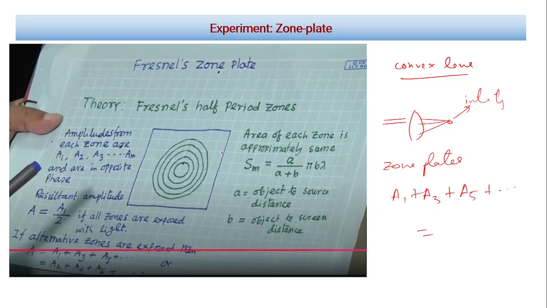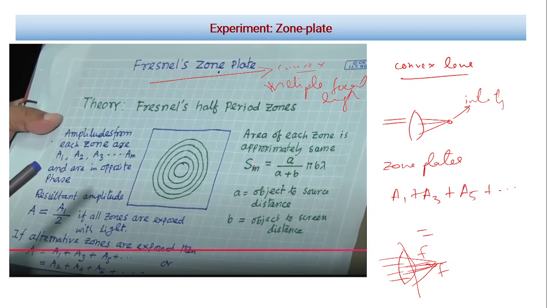Okay, so this is what we mean by half period zones and the Fresnel zone plate, which works as a convex lens. But how is it different from the usual convex lenses? The convex lens that we use, which looks like this, has only one focal length, the point at which it focuses the parallel beam. We call it the focus point, and the length from the optic axis of the convex lens to that point is called the focal length. But here for the Fresnel zone plate, it has multiple focal lengths. This is the difference.